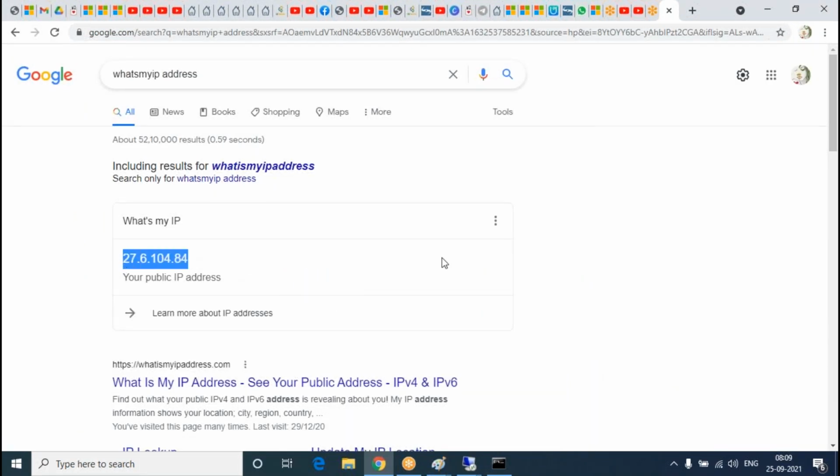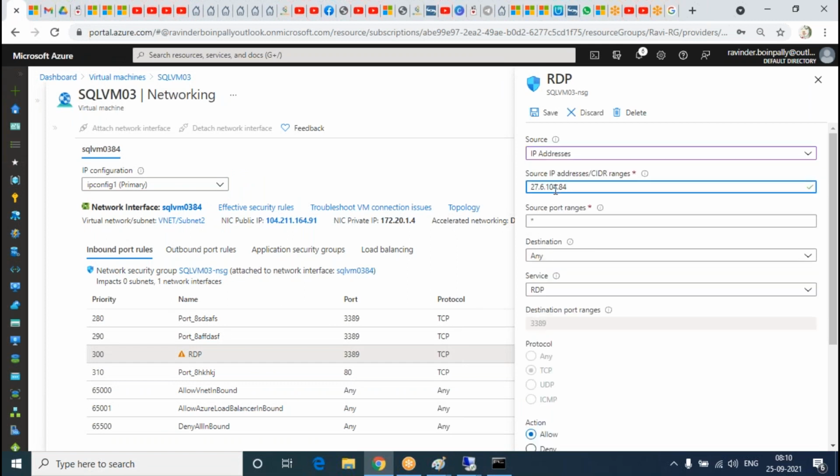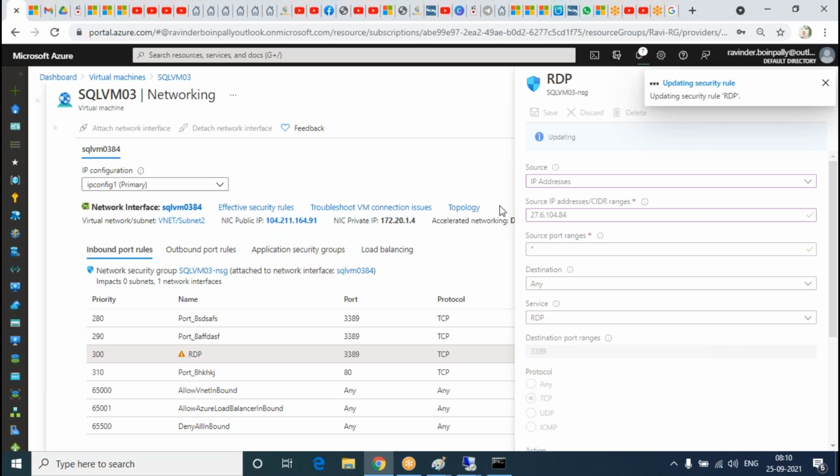So now I'm going to allow myself. I'm going to block everyone. So I'm giving the specific IP, okay, and then updating it. Except me, no one should be able to make a connection now.